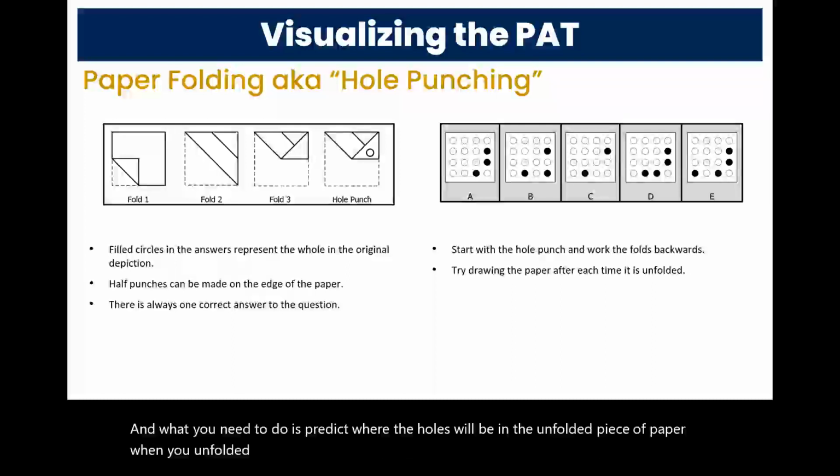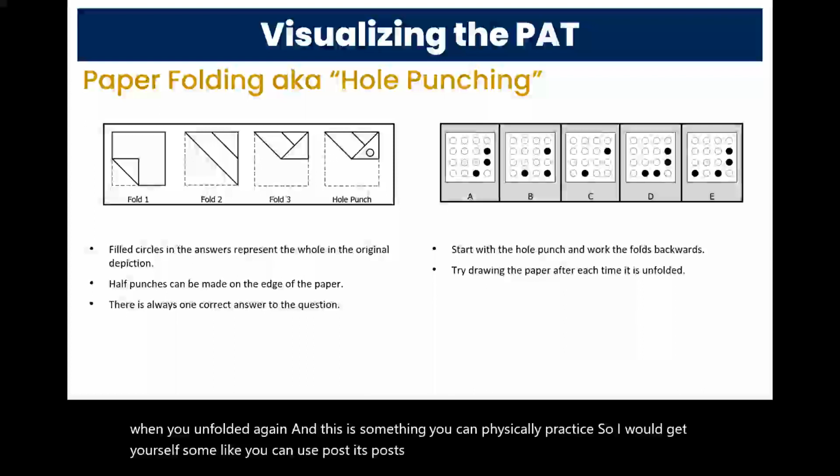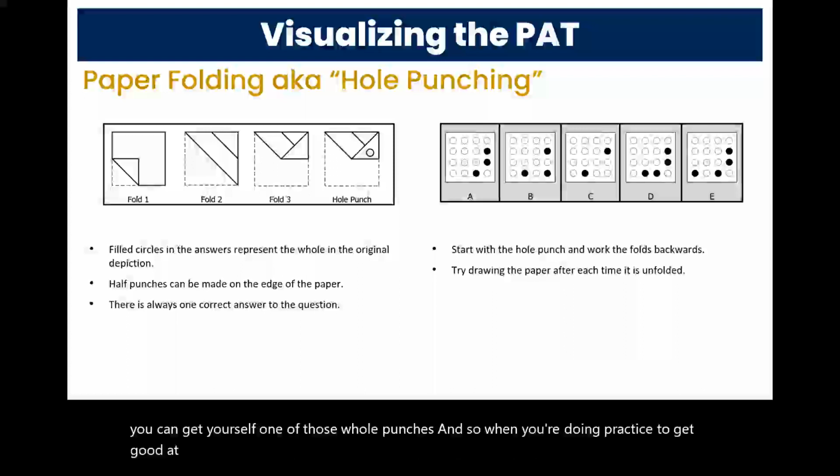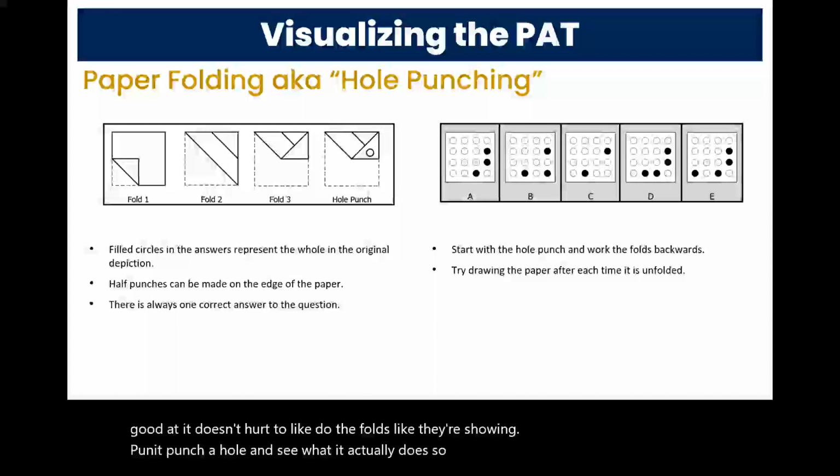And this is something you can physically practice. I would get yourself some Post-its. Post-its are great for this because they're square, and you can get yourself a hole punch. So when you're practicing to get good at this, it doesn't hurt to do the folds like they're showing, punch a hole and see what it actually does. So you can get a feel for how it works.